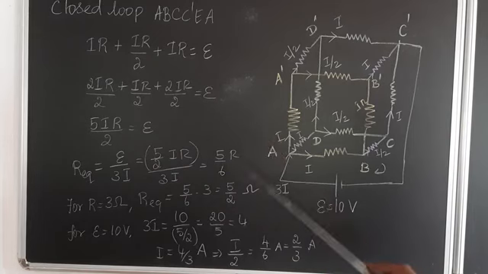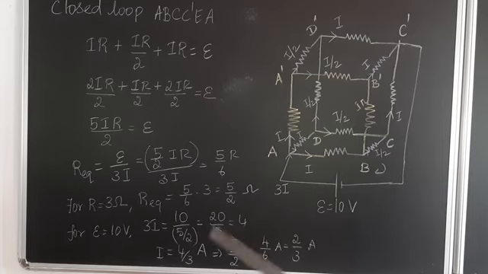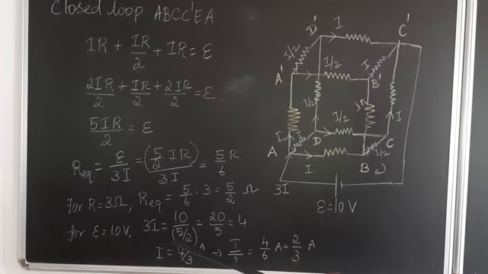And they have given the resistance value as 3 ohm, so substitute R equal to 3 ohm. Then the equivalent resistance is 5 by 6 into 3. Cancelling, that gives 5 by 2 ohm. That is the equivalent resistance of this system. And E is 10 volt as given, and the current is 3I.